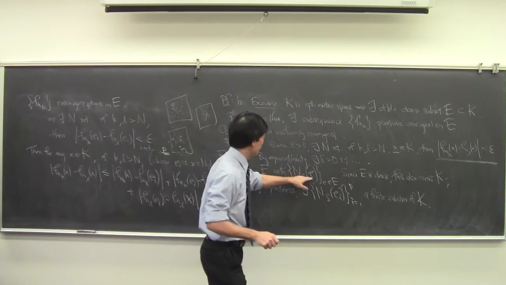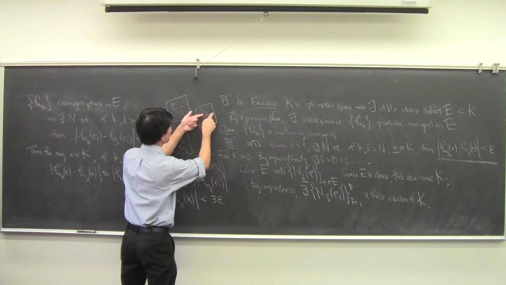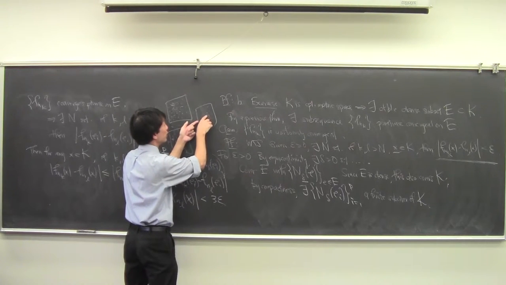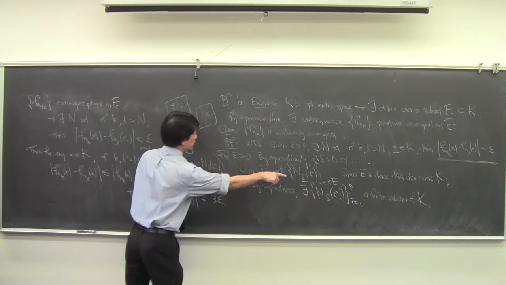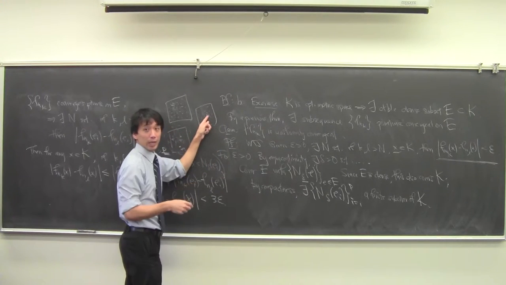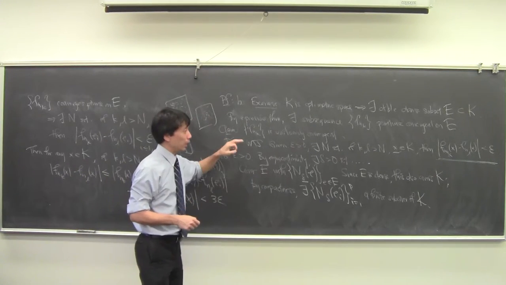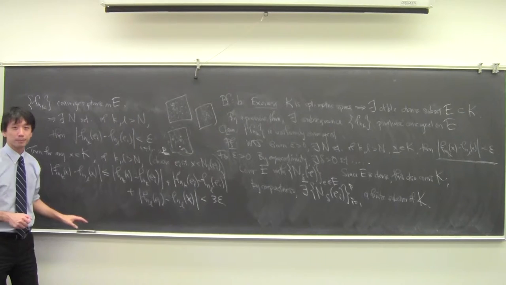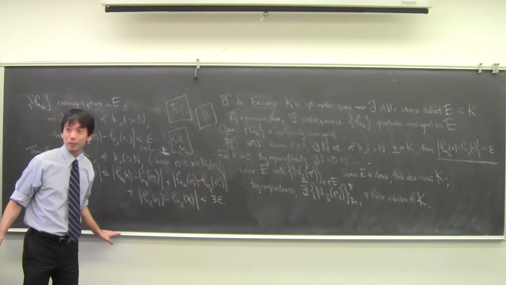Well, we've just covered E with delta neighborhoods, right? So take the delta over 2 neighborhood of this point, and you know there's a point of E in there, right? And if you look at the delta neighborhood of that point of E, then it covers your point of K, right? It's simply because every point of K is either a limit point of E or a point of E. Any other questions?